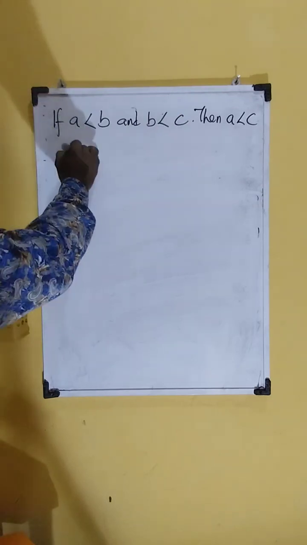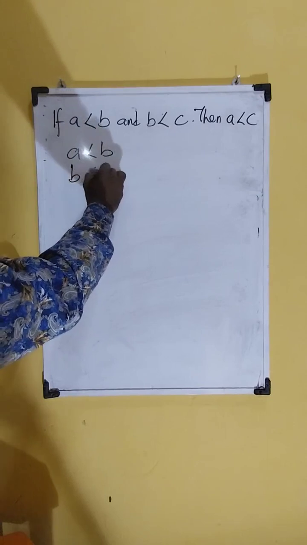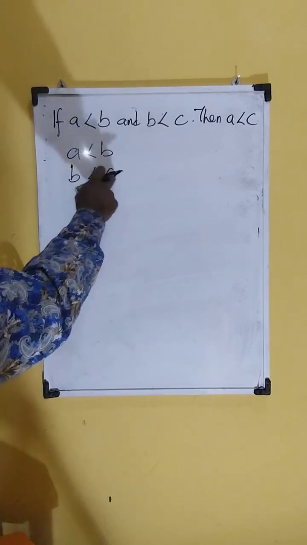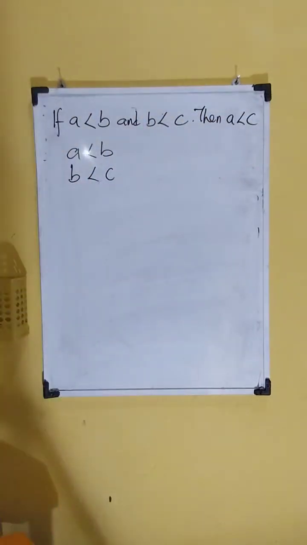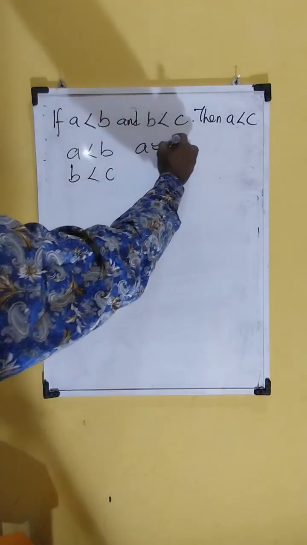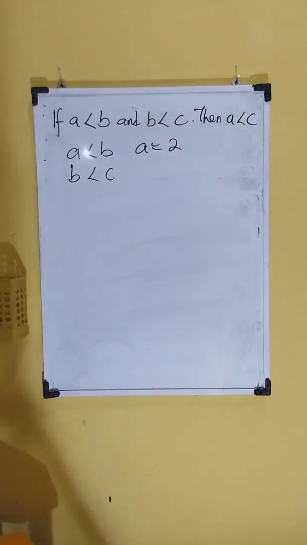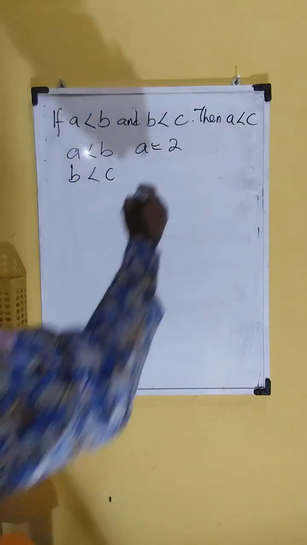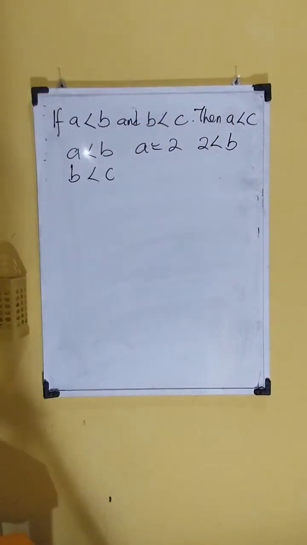So you are told that A is less than B, and B is also less than C. That means that A is less than C. For example, let's say the value of A is 2. If the value of A is 2, what they are telling you is that 2 is less than what? B. 2 is less than B.